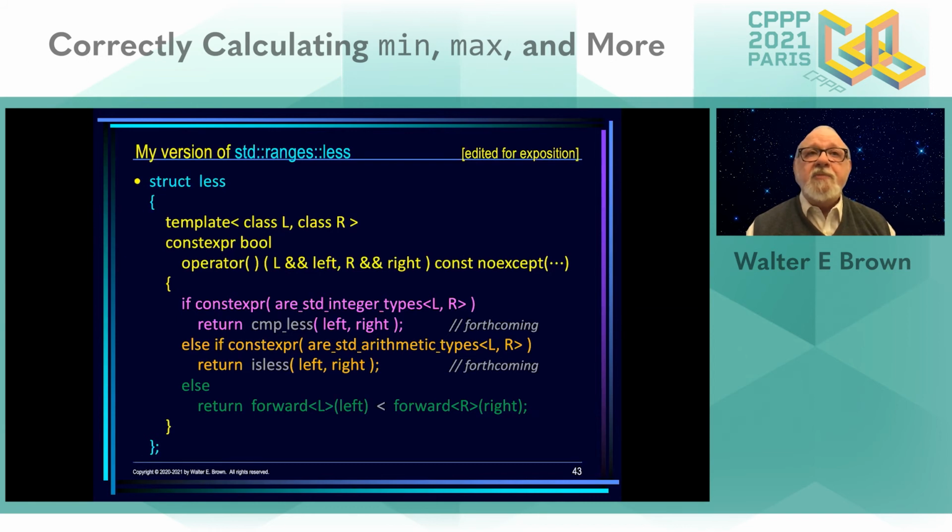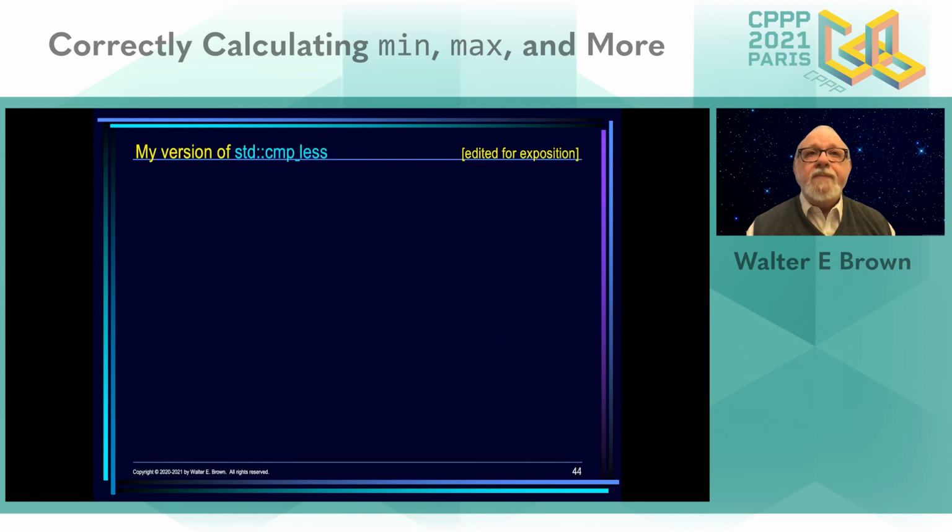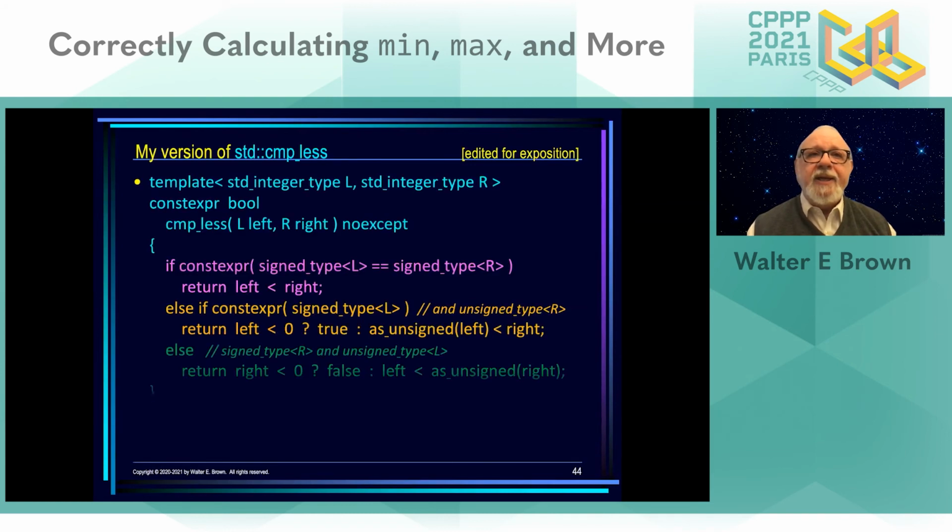So this is approximately my version of standard ranges less. And I wish this were the one in the standard library. On the other hand, we have compare less, for which my version looks like this. And I believe this does match the specification in the standard library.